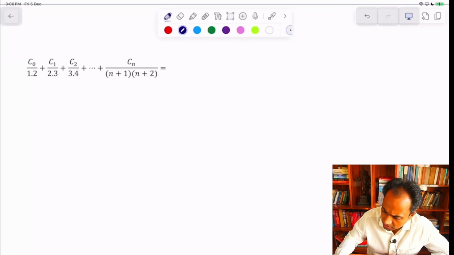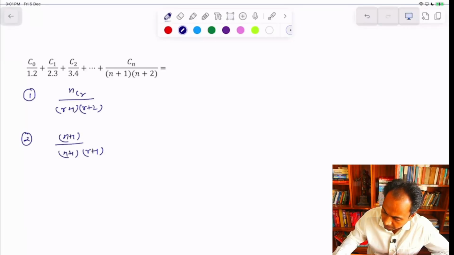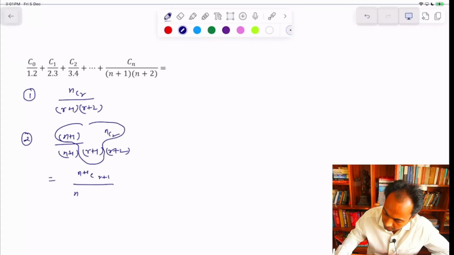If I take this question, again I will write my general term. In my first step, I will do it directly: nCr by r plus 1, r plus 2 is given. So in the second part, I am going to apply the property. First, I will multiply and divide by n plus 1. Now, if I combine these terms, based on my property, this will become n plus 1 Cr plus 1 by n plus 1, r plus 2.